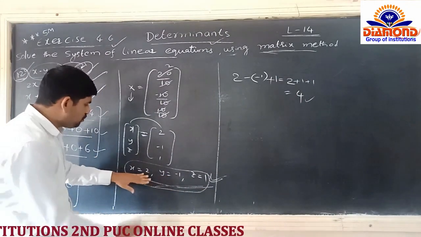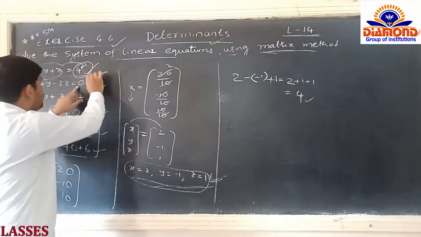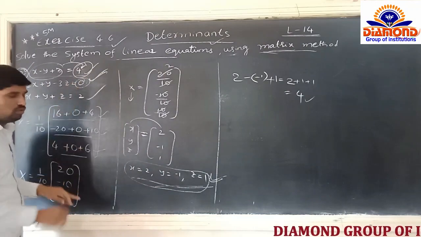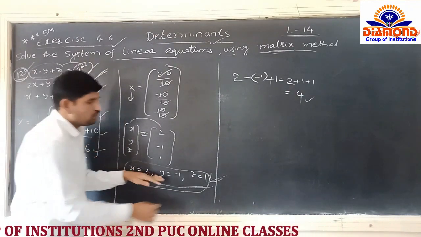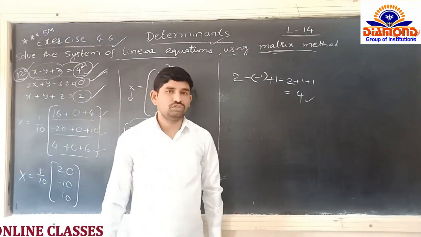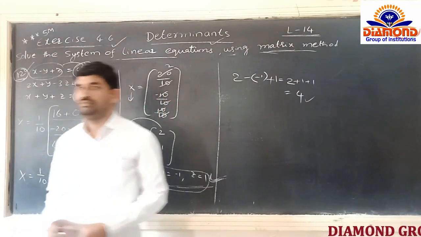Now suppose we substitute in the second equation, we have to get the result 0. If we substitute in the third equation, we have to get the result 2. Then only we can say our solution is the correct solution. Now we can see the next question.